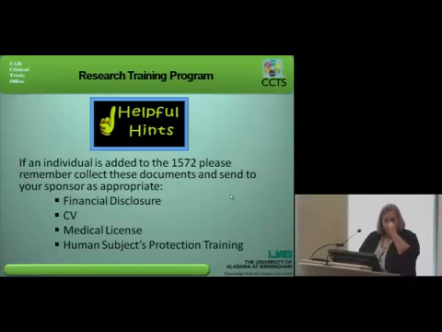So, here's a helpful hint. If you do add that individual to your 1572, check with your sponsor to see what else they need when you update your 1572 by adding that person. Some current examples of what we require when you update your 1572 by adding a sub-investigator are the financial disclosure forms, a CV, a medical license, and their human subject protection training. Those are just a few samples of documents needed whenever you change the 1572 by adding a new sub-investigator.